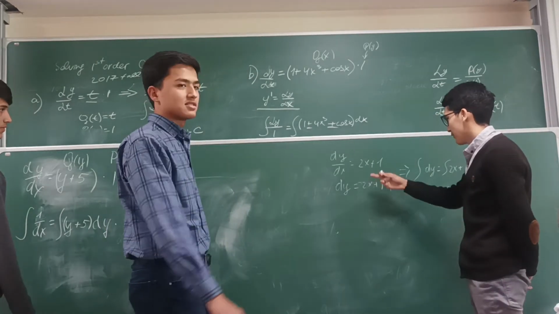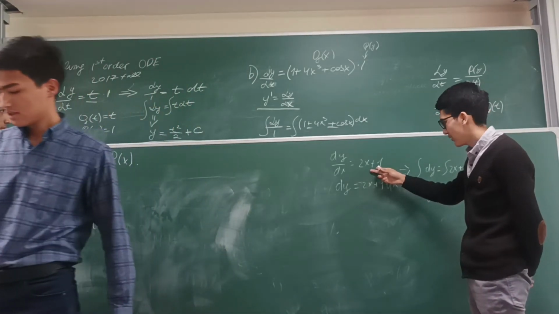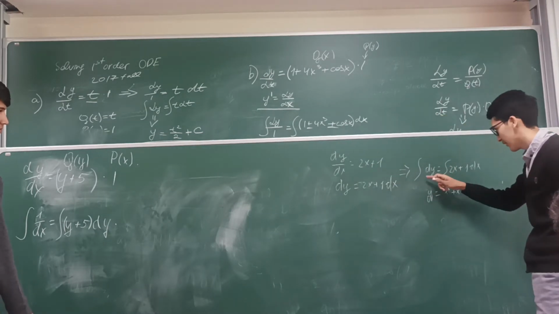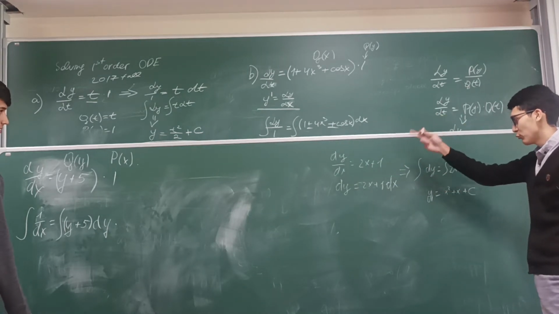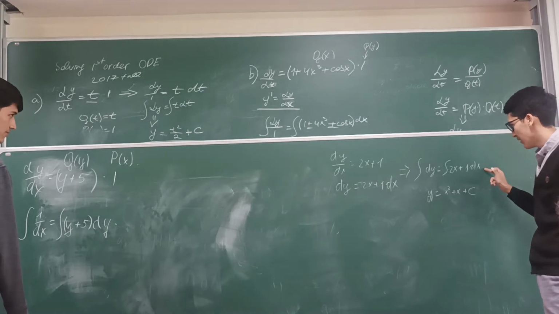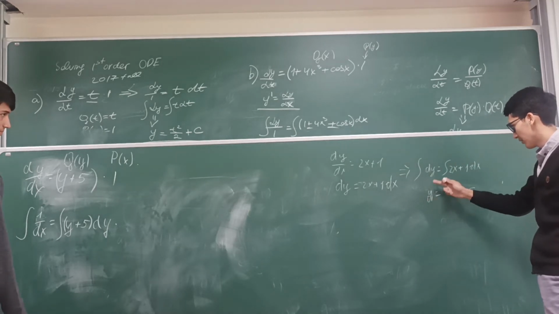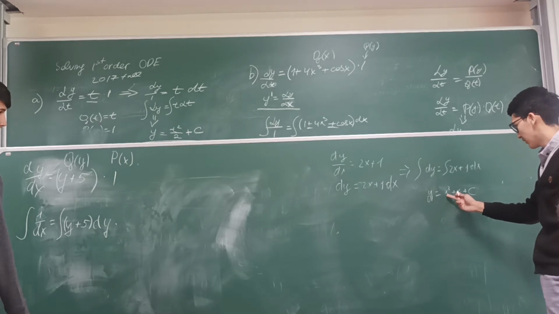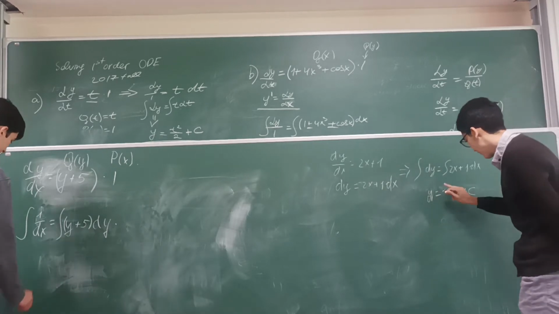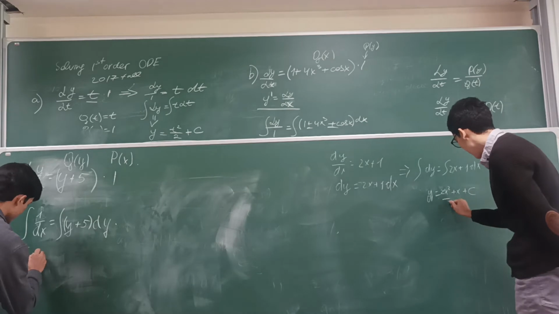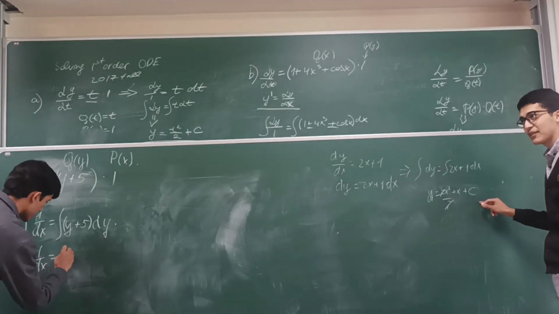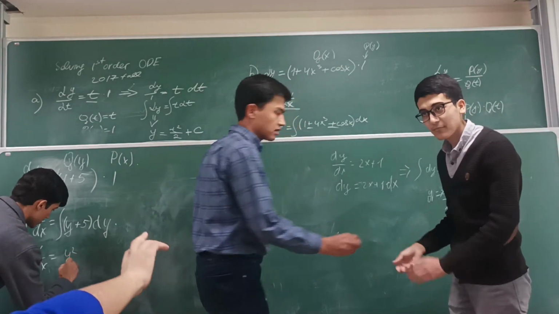Okay, now see, first step, attention. I separated to divide dx and then take the integral on the y side and the dx side. Then by integration, it will become y and x. Yeah, and plus x plus constant. Yeah, good. But I have one suggestion here.